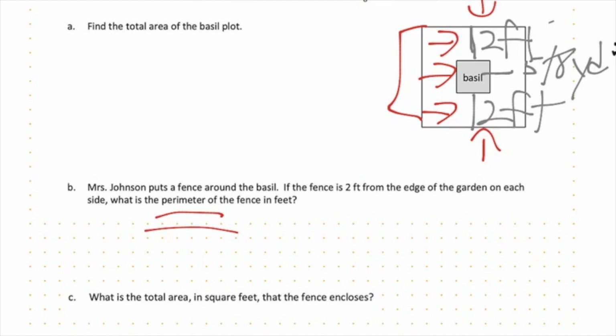Amazing job and welcome back. We are on part C. The question says, what is the total area in square feet that the fence encloses? So look at your diagram. Area is equal to what times what? Multiply those two numbers and give me the answer. Do not forget to include your units at the end. It's not just a number, but it will end in square feet. Push pause. Go.